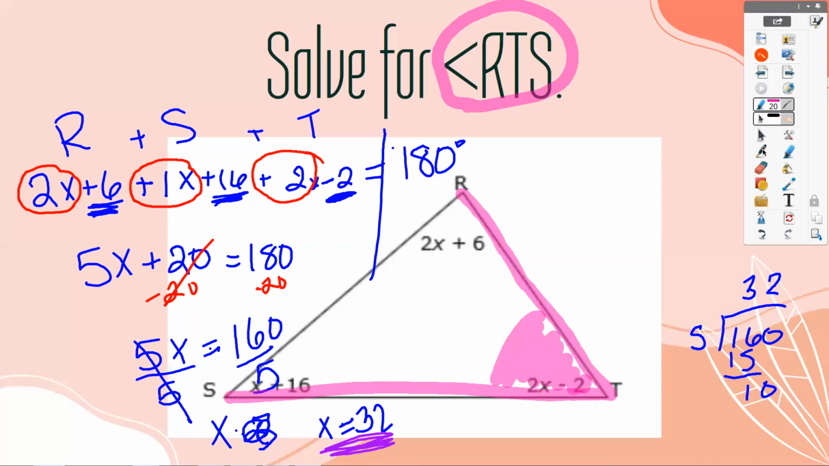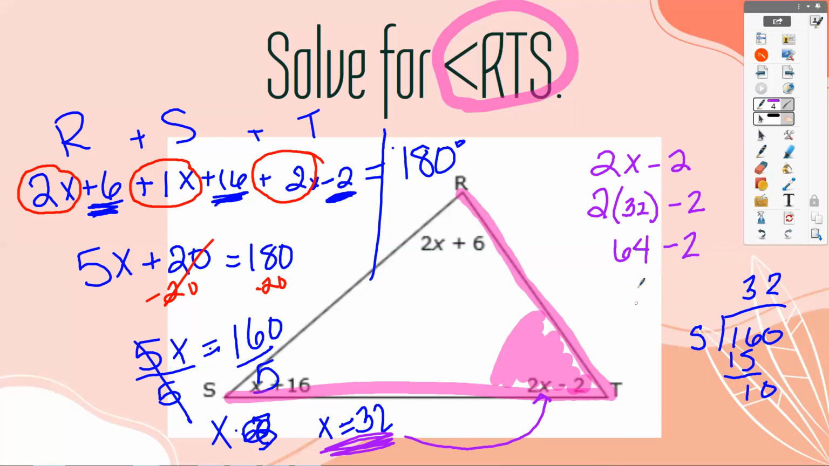So I'm now going to take my answer that I got and just plug it in for X. So I had 2x minus 2. So I'm going to replace X with what I got and then solve it. So 2 times 32 is 64 minus 2, which gives me 62 degrees.